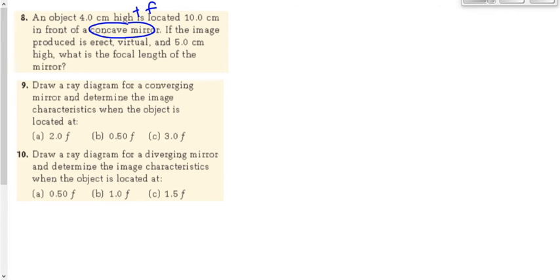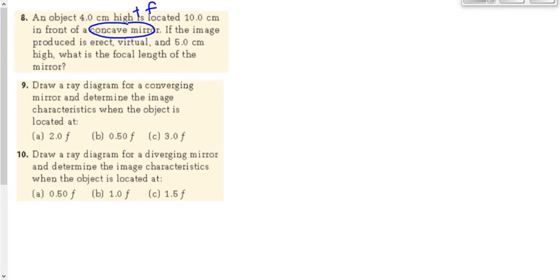When it's really important is when you've got a diverging mirror, that you remind yourself that F has got to be a negative value. I like to put it down all the time, because I find if I do it for every question, then I'm less likely to forget to do it when it really matters, right? When it becomes a negative value. So I'm going to say concave mirror, converging mirror is a positive value of F.